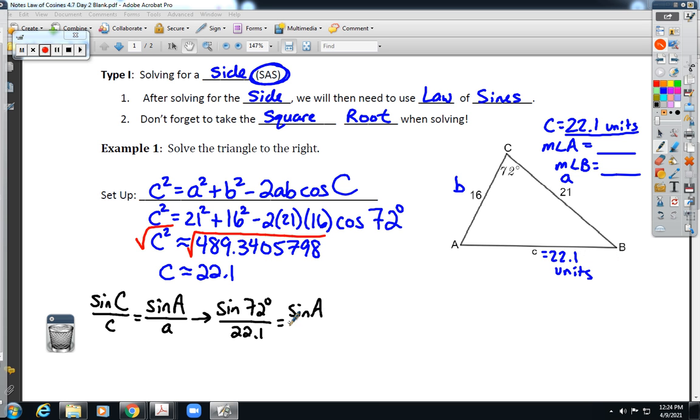A over 21. Now, if we look at those numbers and how close they are to each other, 22.1 and 21, angle A should be just slightly smaller than angle C. It should be high 60s, low 70s, my guess. Because those side lengths are almost the same, the angle should be almost the same. So we cross multiply, which gives us 22.1 times the sine of angle A equals 21 times the sine of 72.